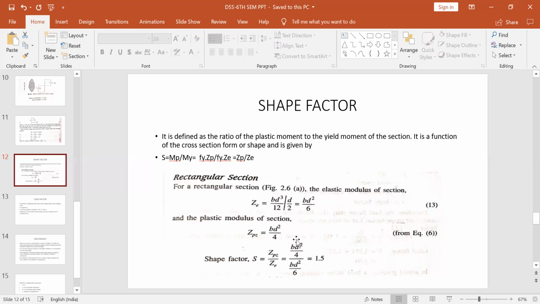Now for a circular section, you can try, and for I sections also, different kinds of sections. Any kind of section you take as a beam, you can try it. Okay. So this is the shape factor.